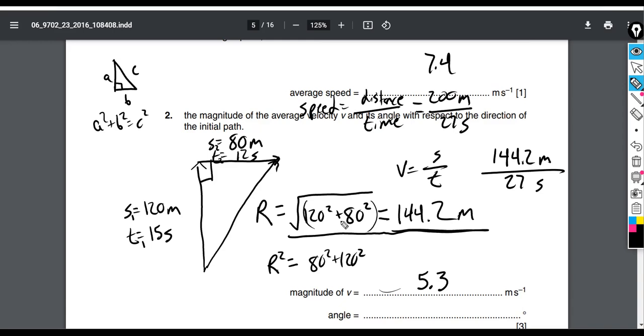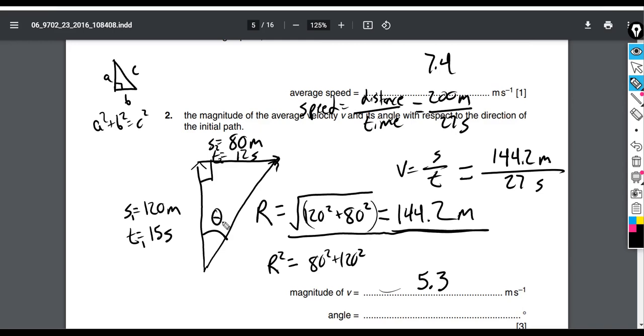120 squared is 14,400. 80 squared is 6,400. The sum of those two is 20,800. And so R squared is equal to 20,800. And so R is the square root of that, which is 144.2. And then once you have the displacement, you can calculate the velocity, because velocity is displacement divided by time. That's this.